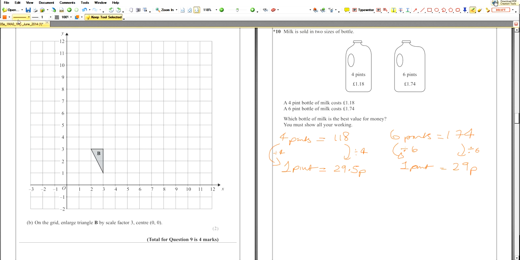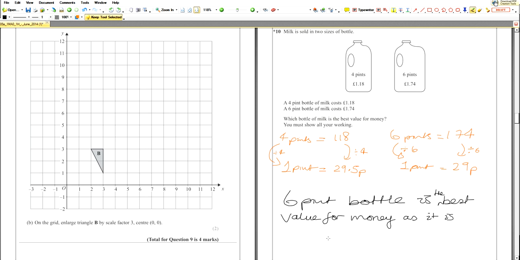So we've got to make a statement now. Should we say the 6 point? They're written as bottle anyway. So 6-point bottle is the best value for money, as it is 0.5p cheaper per litre. Just a bit of extra bit.